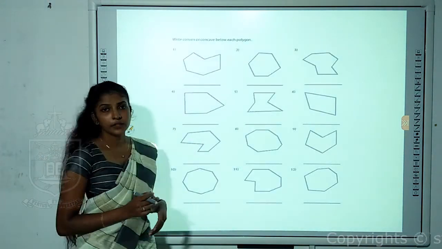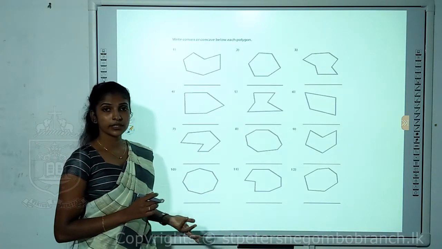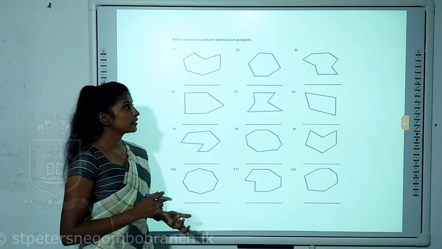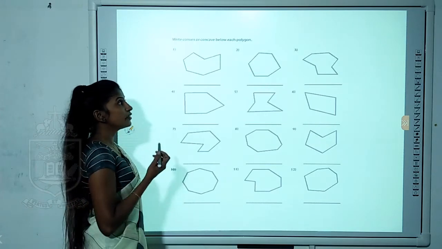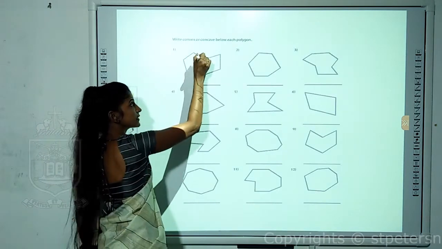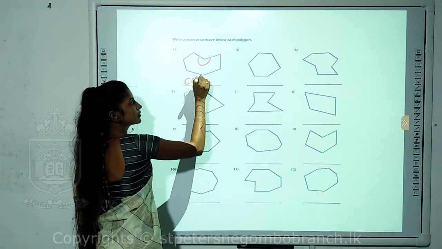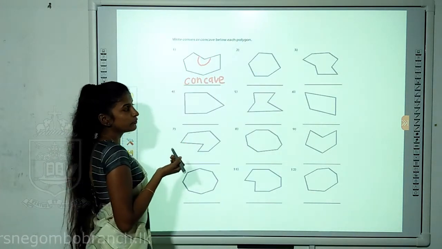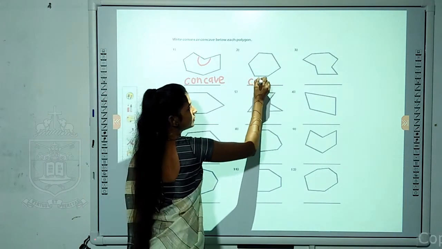There's a small activity for you all. This is given in your study pack also. So you can do the corrections while I'm doing this. You have to identify the convex and concave polygons by looking at the angles. In the first one you can see a reflex angle is there. If it has a reflex angle, it will always be a concave polygon. Second one, no reflex angles, all the angles are less than 180, so it will be a convex polygon.